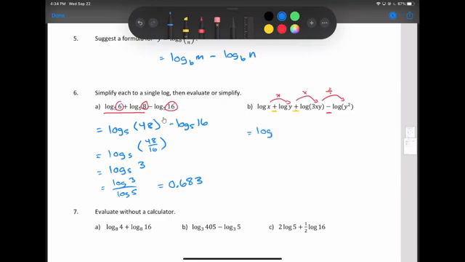So this is just going to be the log of x times y times 3xy over y squared. So on the top, we have 3x squared y squared over y squared, which actually is 3x squared, period, because we can cancel out the y squareds.